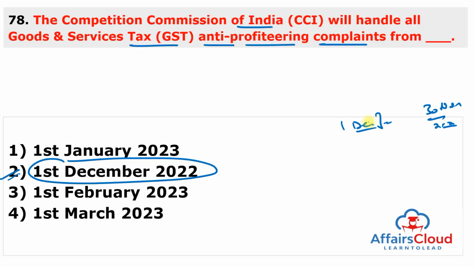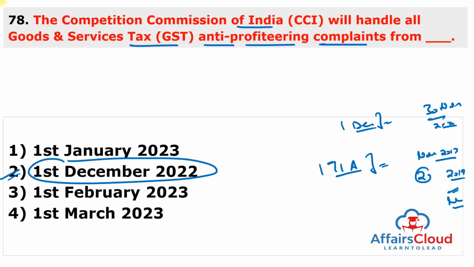And the National Anti-Profiteering Authority is very important because under section 171A of the GST law, the NAA was established in November 2017 to monitor unfair profiteering activities by registered suppliers. And this NAA was originally intended to operate for 2 years until 2019, but was later extended to November 2021.